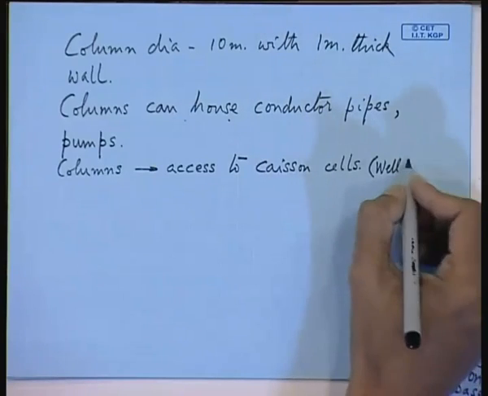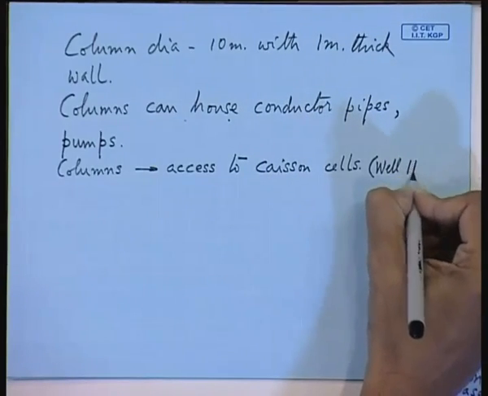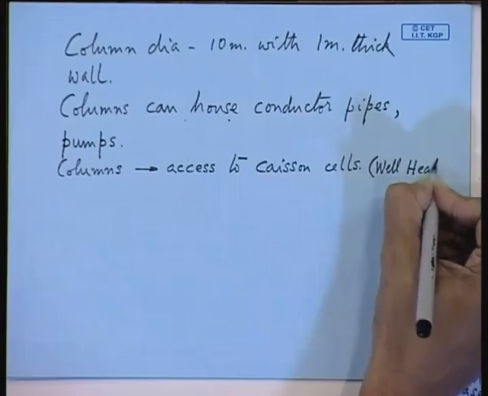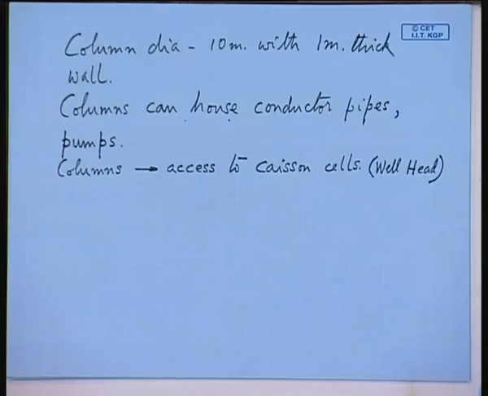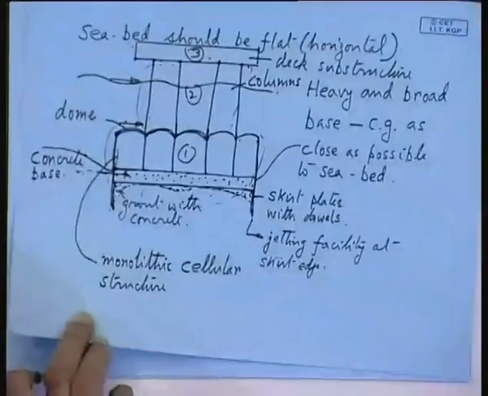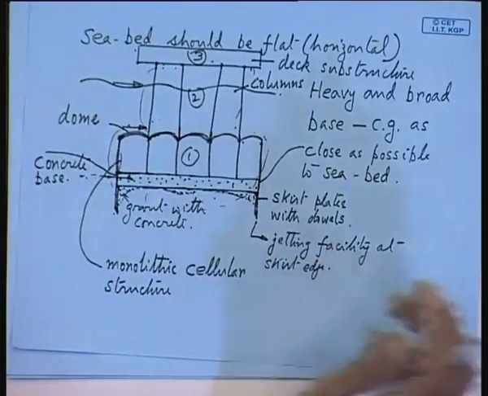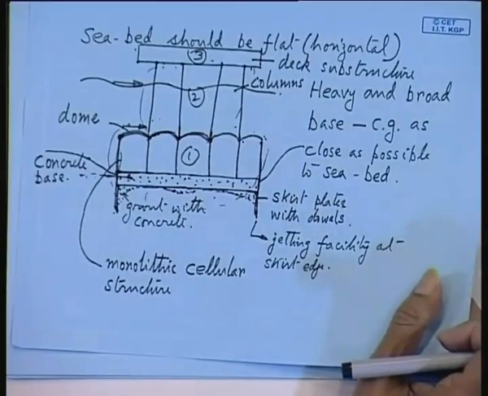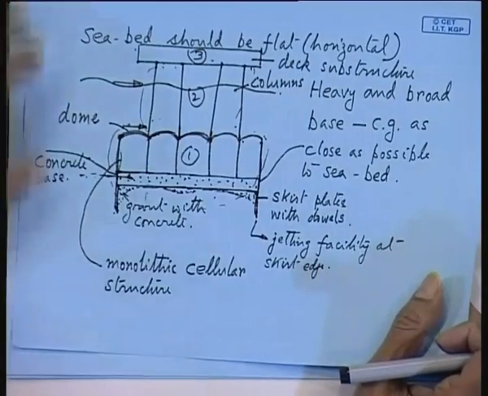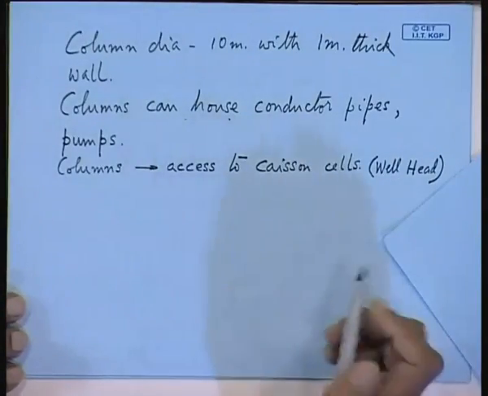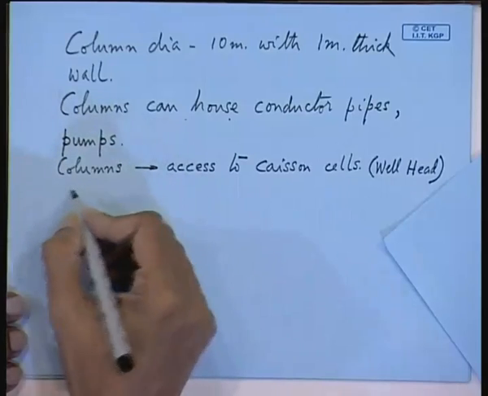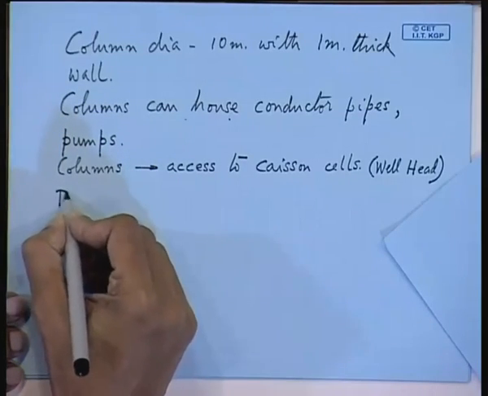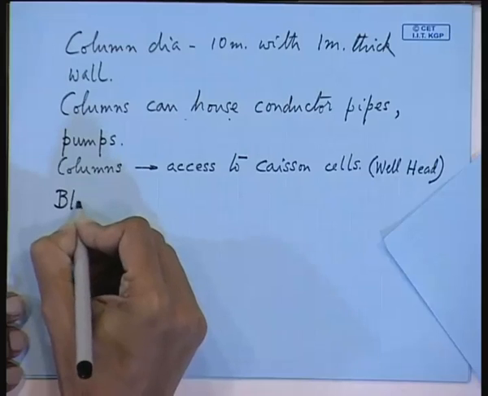So access to caisson cells, or sometimes these are called wellhead. So this is one part. The other part is the wellhead assembly, which can be your blowout preventer. Now this blowout preventer assembly has to be serviced.